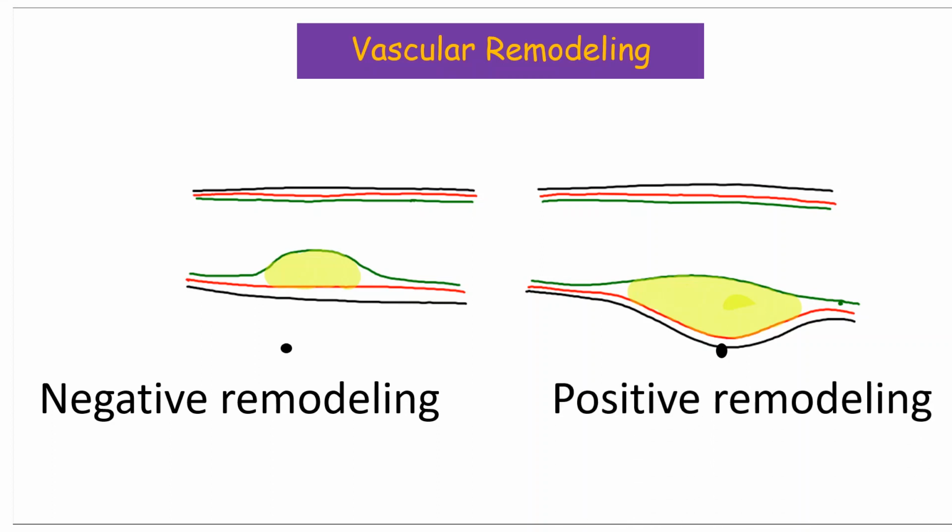The second type of remodeling is positive remodeling, in which the plaque results in outward growth of the arterial wall. In this type of remodeling, there is a slower narrowing of the lumen of the artery. These plaques have a tendency to result in weakening of the arterial wall and formation of aneurysms.